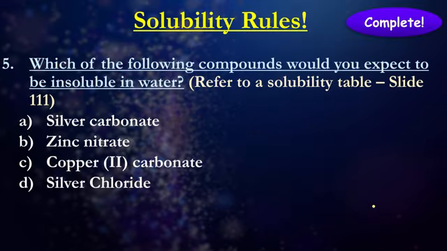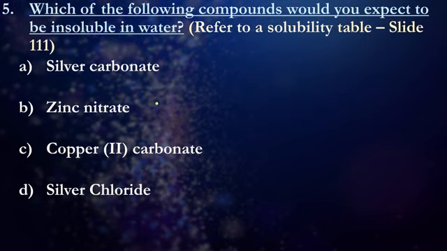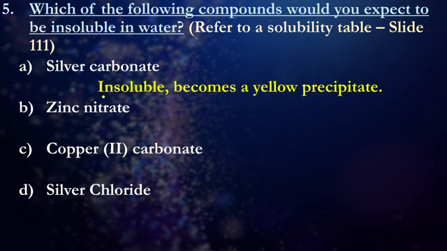The next one will require you to look at a solubility table. So before you go through this, I do recommend you have a try of reading through this one first. Silver carbonate, zinc nitrate, copper 2 carbonate, and silver chloride. Which one will be insoluble in water? And if it's insoluble, it'll probably form a precipitate. So silver carbonate is insoluble and it forms a yellow precipitate.